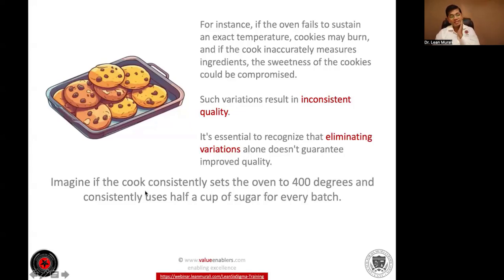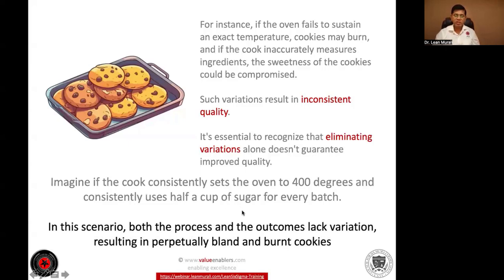If the cook consistently set the oven at 400 degrees and consistently uses half a cup of sugar for every batch. In this scenario, both the process and the outcomes lack variation, resulting in perpetually bland and burnt cookies. Okay, if the oven is set to 400 degrees and uses half a cup of sugar every batch.